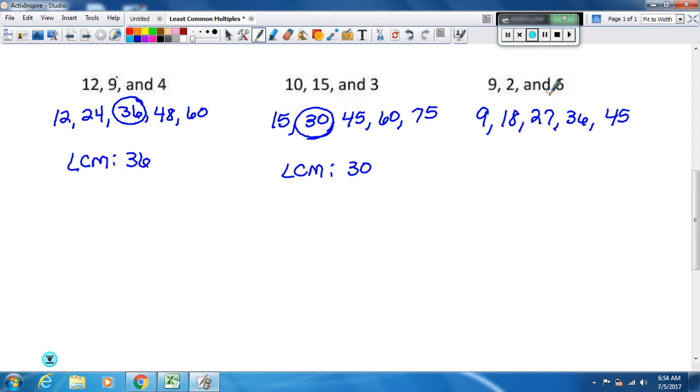So you can't do 9 divided by 6, but you can do 18 divided by 6. That one's 3. So then you check the final one. 18 divided by 2 is 9. Yeah, all of these go into 18. So the LCM is 18.